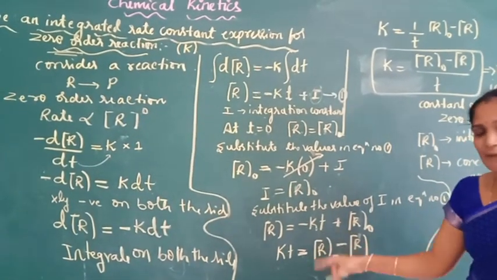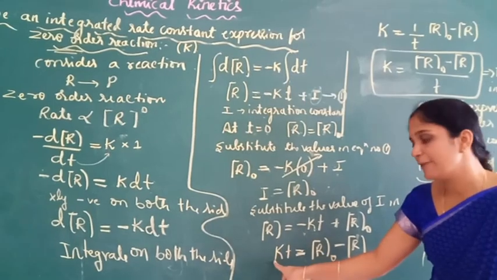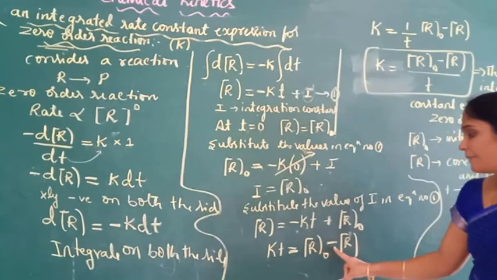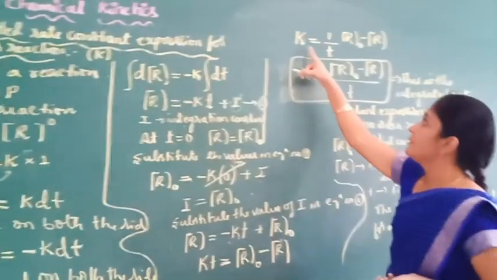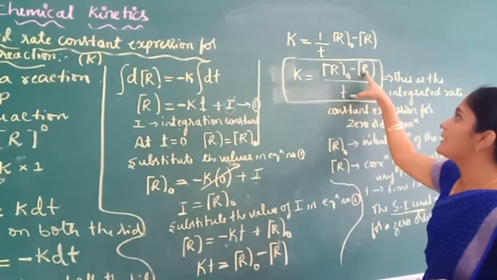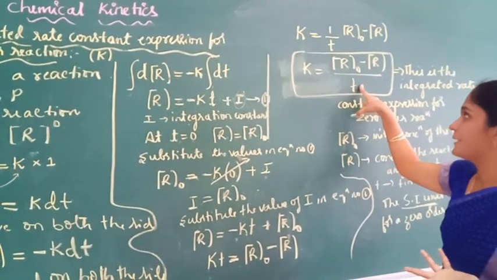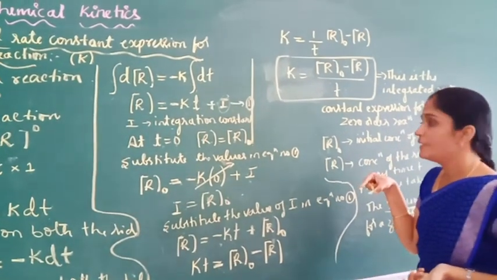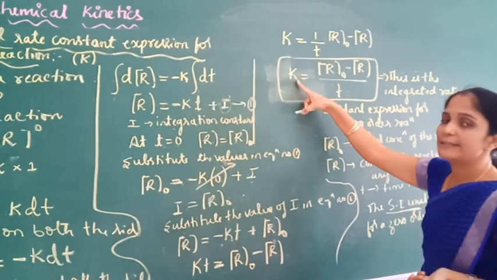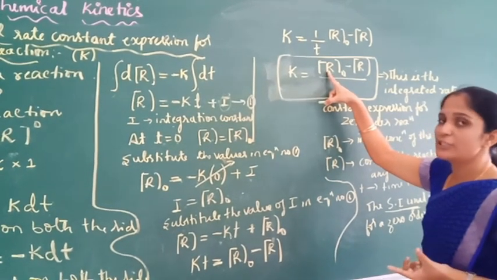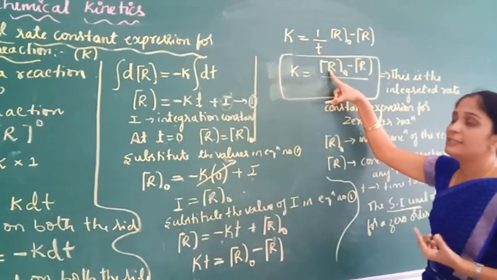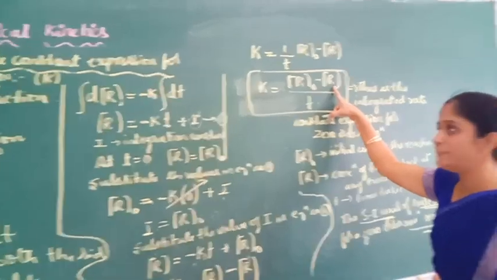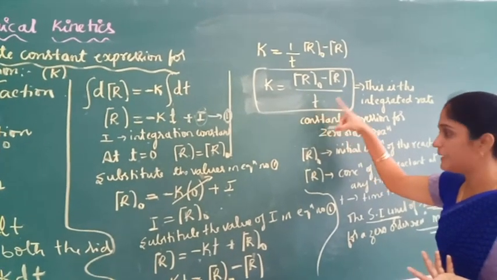Now rearrange this equation. We get minus kt becomes equal to plus kt on taking this side. So kt equals R naught minus R. So k equals R naught minus R divided by t. So this is the integrated rate constant expression for a zero order reaction, where k is the rate constant and R naught is the initial concentration of the reactant. And R concentration is the concentration of the reactant at any time t, and t is the time taken.